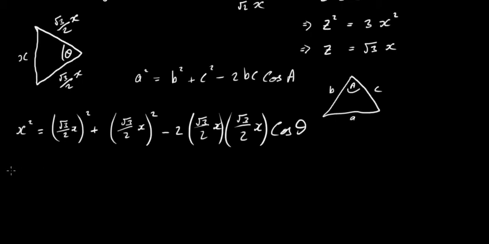Okay, so we have x squared on the left hand side. We've got to square this here. Well, if you square root 3 over 2, square root 3 you get 3, square 2 you get 4, square the x you get x squared. Here same thing, square the root 3 you get 3, square the 2 you get 4, square the x you get x squared.